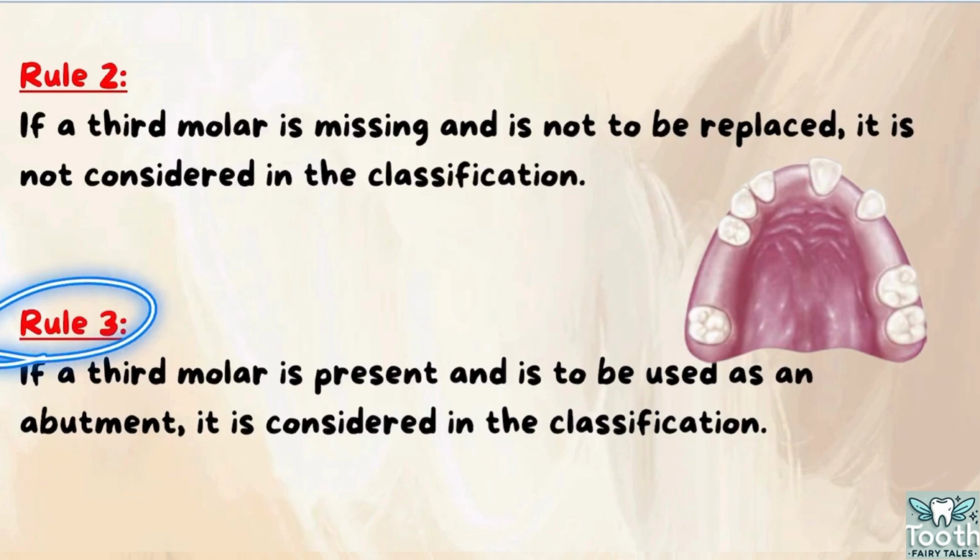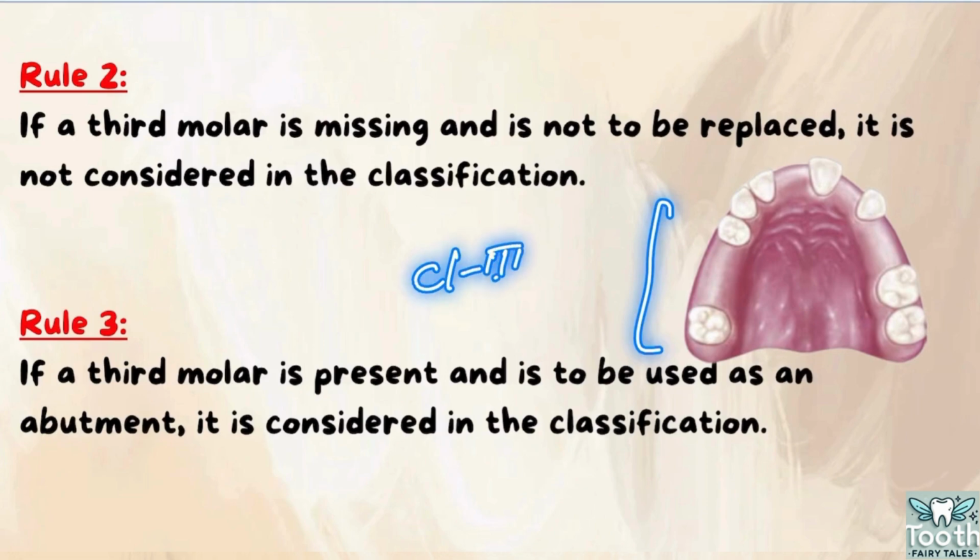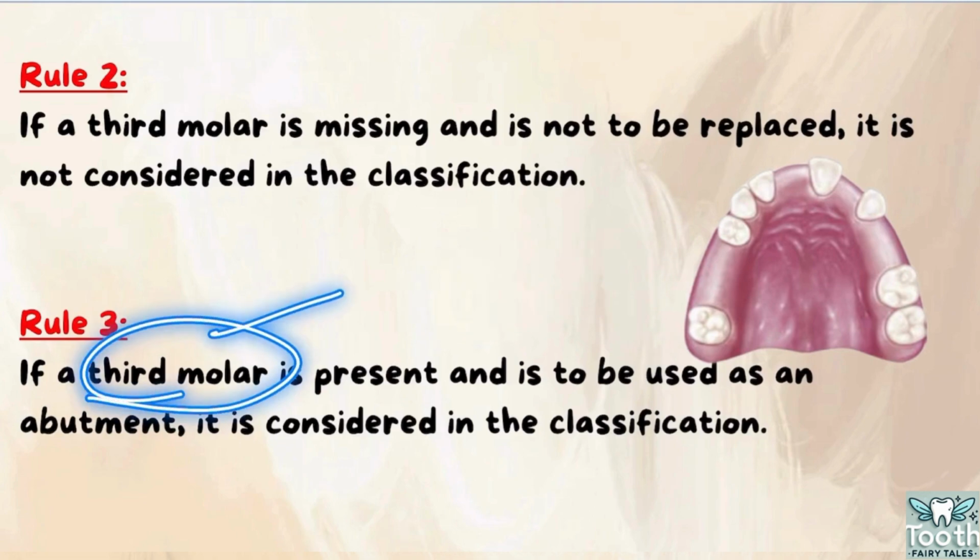In rule number 3, if a third molar is present and is used as an abutment, then it has to be considered in the classification. If this is a third molar, if it is present and there is an idea to use this third molar as an abutment, then it has to be included in the classification. In that case, this becomes class 3 modification 3. So based on the inclusion of the third molar, the classification is changing.